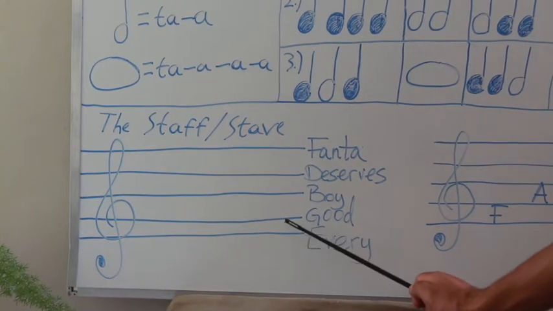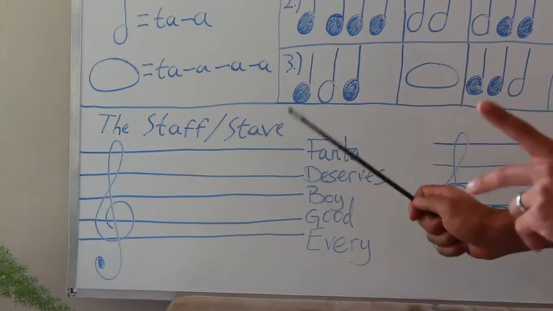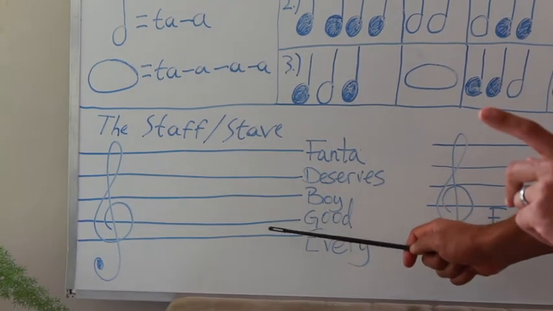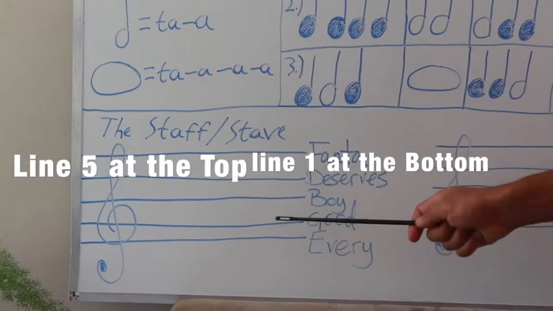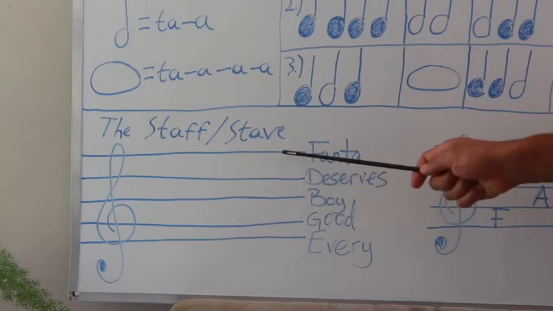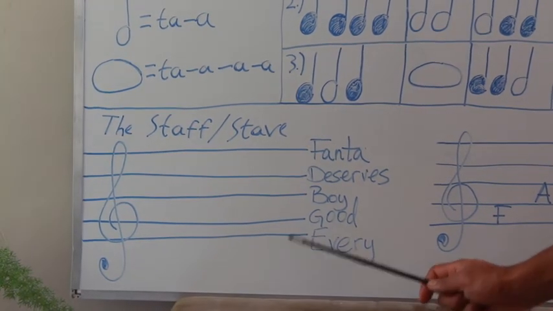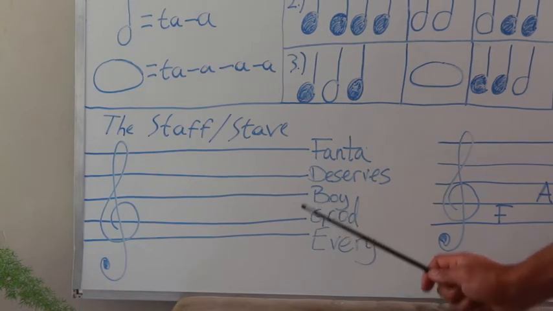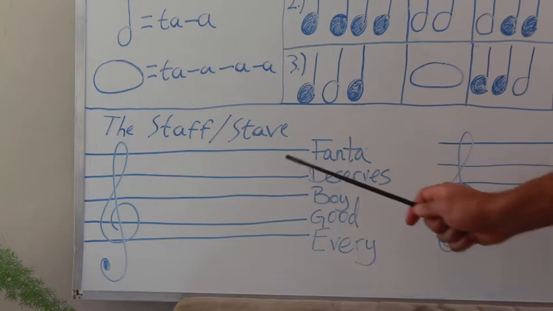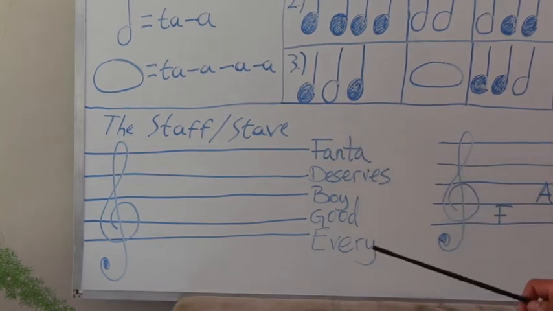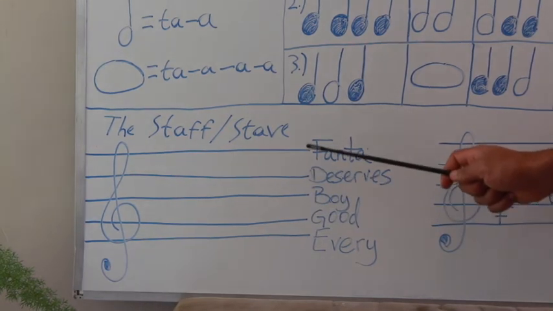So, each of these lines, line 1, line 2, line 3, line 4, line 5. Make sure you don't count from the top. Line 1 is at the bottom, line 5 is at the top. Line 1, we'll say every. Line 2, we'll say good. Line 3, we'll say boy. Line 4, we'll say deserves. And line 5, Fanta. So we put all that together, we say every good boy deserves Fanta.